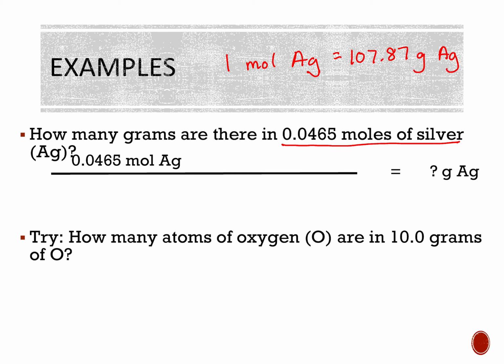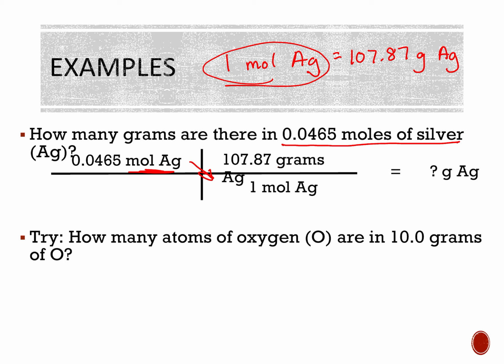Okay, so again, when things are equal, they're going to get stacked, and so we need to figure out what's going to cancel out, what's going to go on the bottom. And so we have to cancel moles of silver with moles of silver down on the bottom. So 1 mole of silver will go on the bottom, which means that 107.87 grams of silver will go on the top. Double check moles of silver cancels moles of silver, and we're left with grams of silver up on the top, which is what we were trying to find. So then we can go through and actually do the math.